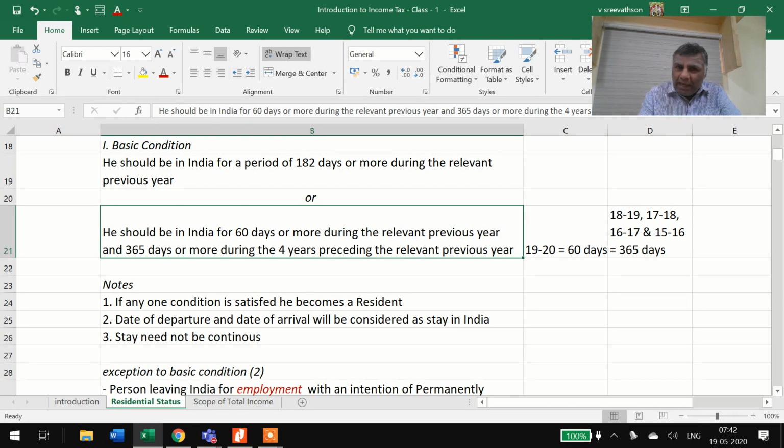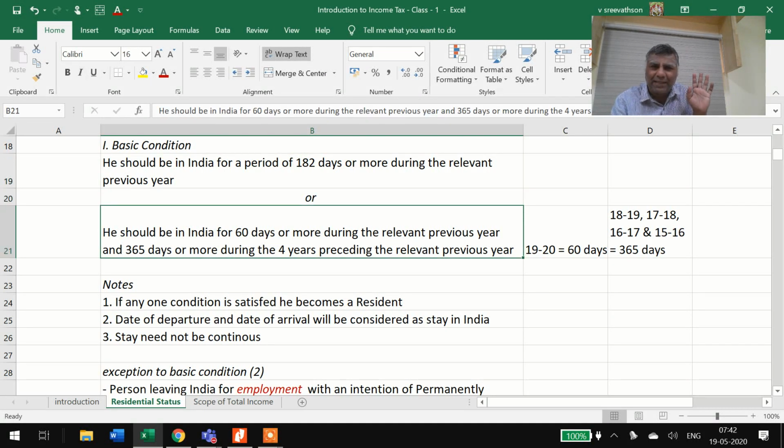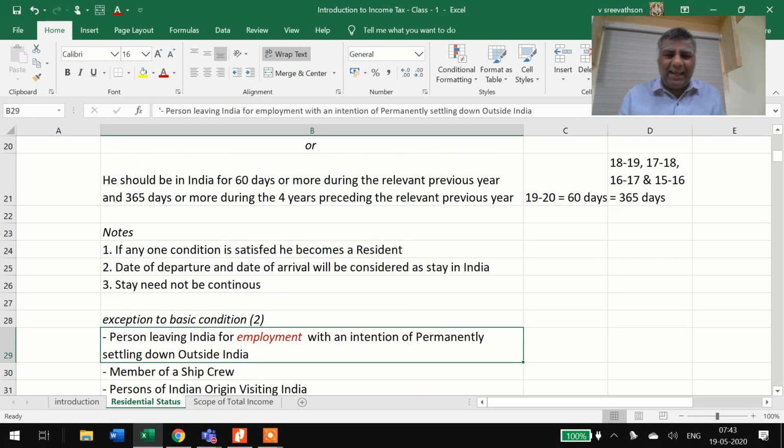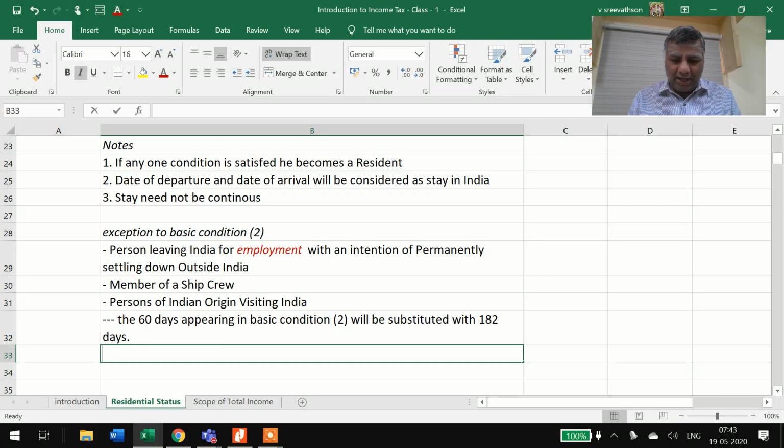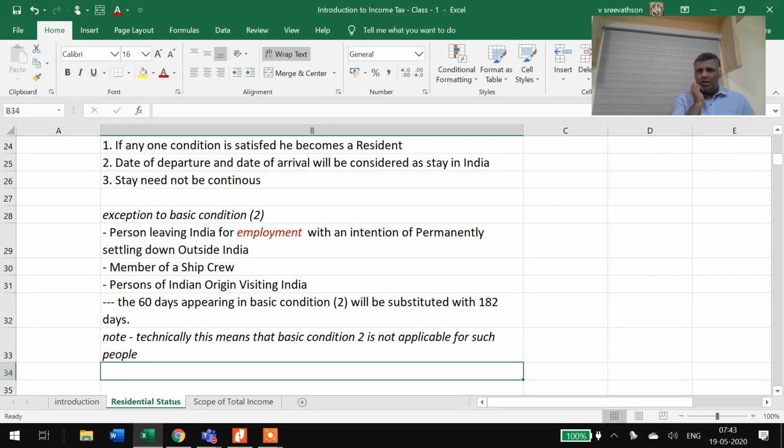So, how will I nullify that? Instead of 60, if I substitute it with 182, 182 means that R itself will not come. Here itself it's over. Why will I ever come to the second one? So technically this means that basic condition 2 is not applicable for such people. That is what I read through once.